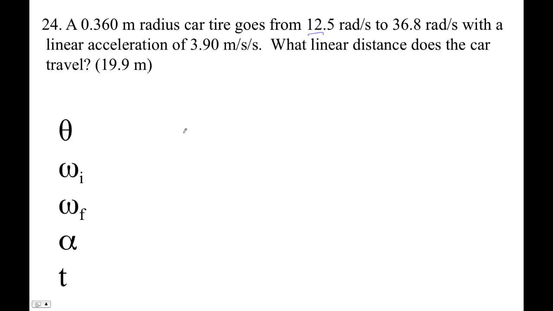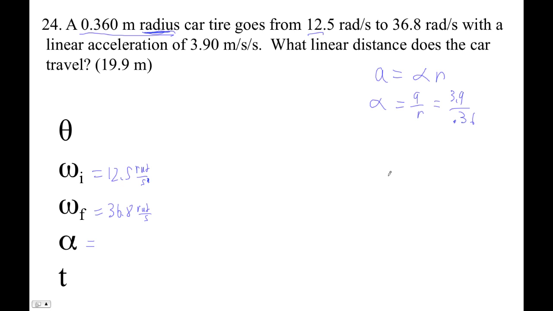So initial velocity is 12.5, just radians per second. And the final is 36.8. And then the linear acceleration, we remember that a is alpha r, so therefore alpha is a over r, which is equal to 3.9 divided by 0.36. Is that the radius? Yes, that is the radius.